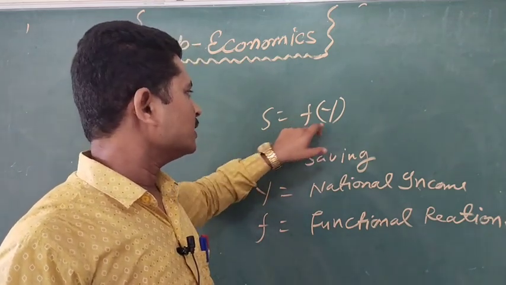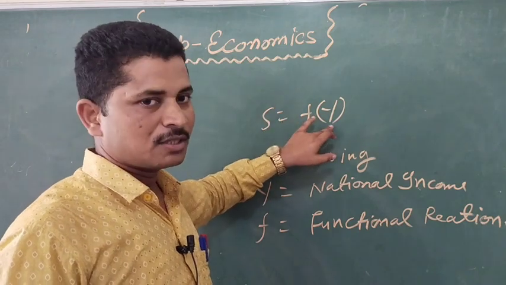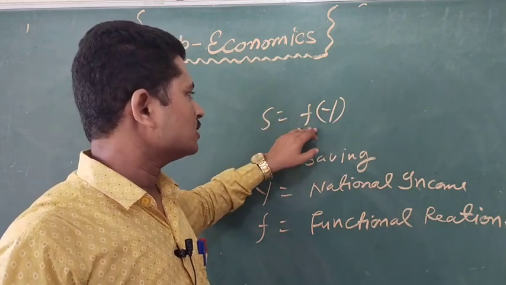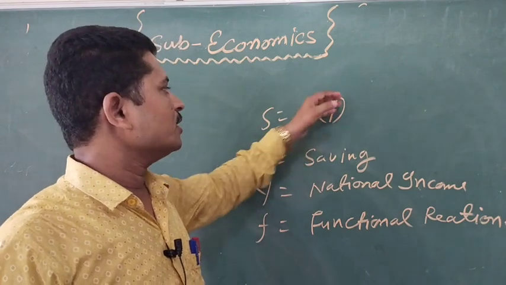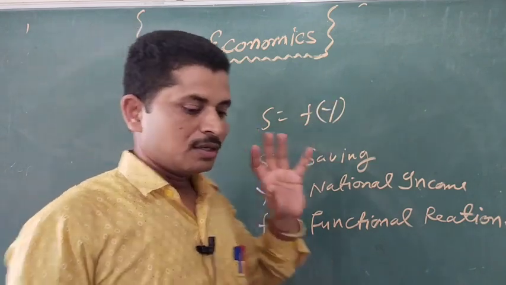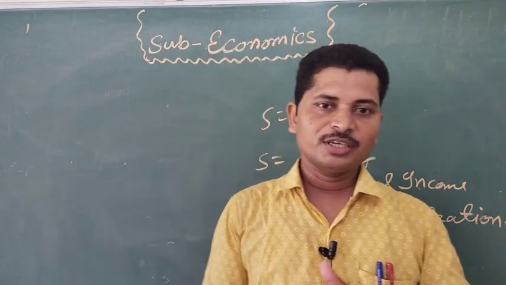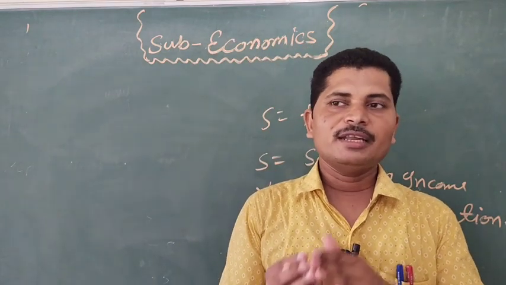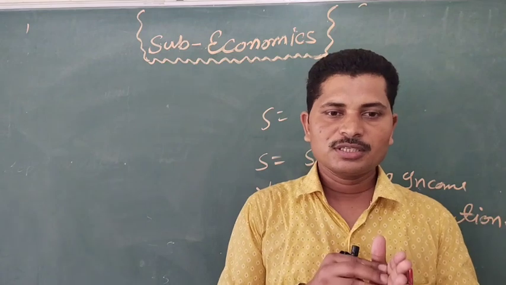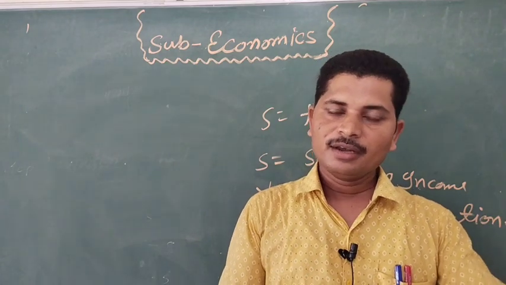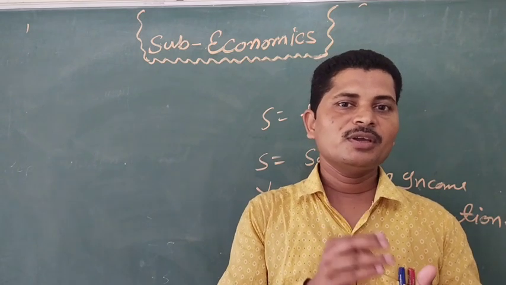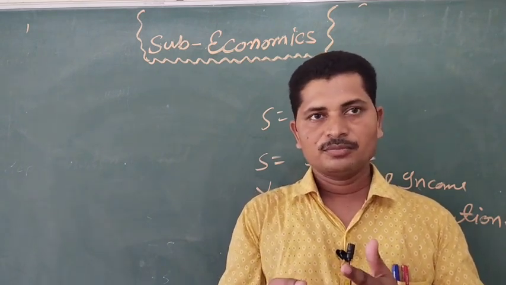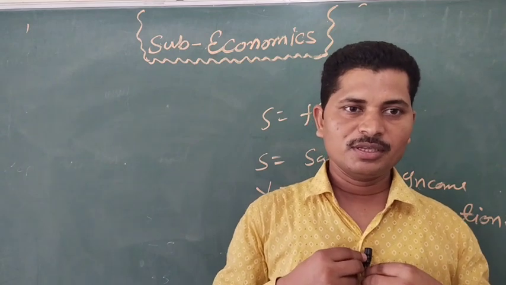When the level of income increases, then the level of saving increases. Both have a positive relationship between income and saving. When the level of income is zero, then saving is negative. When consumption and income are equal, in this situation saving becomes zero. And when income is more than consumption, then saving is positive.